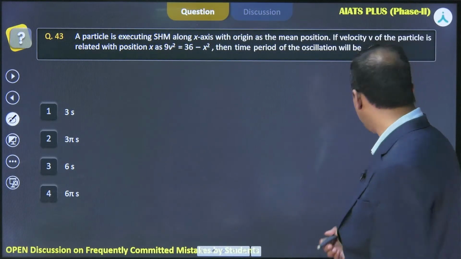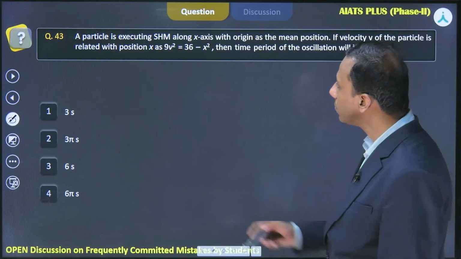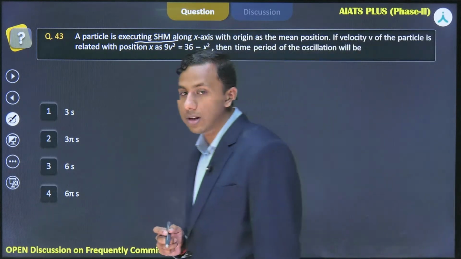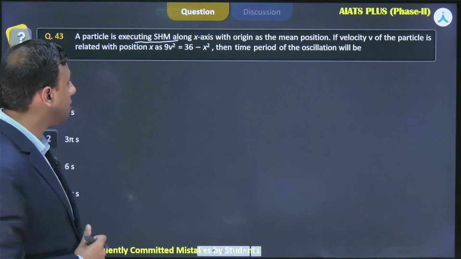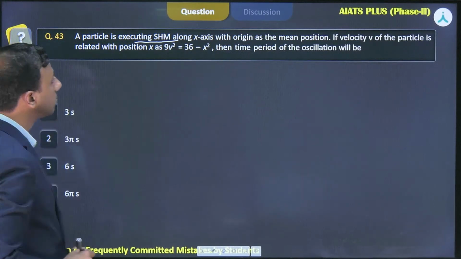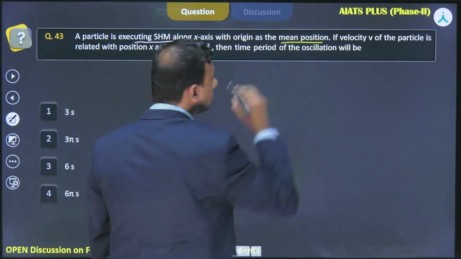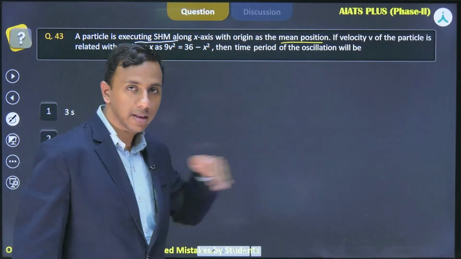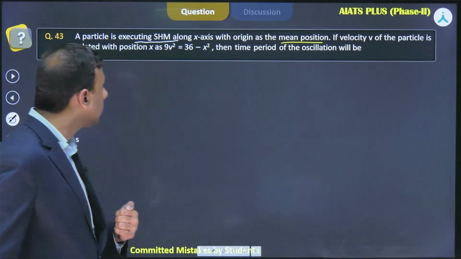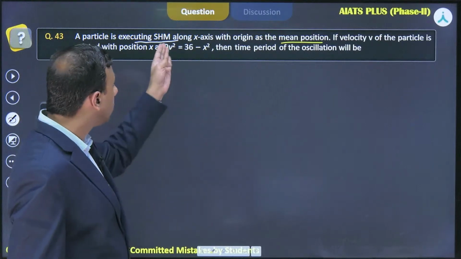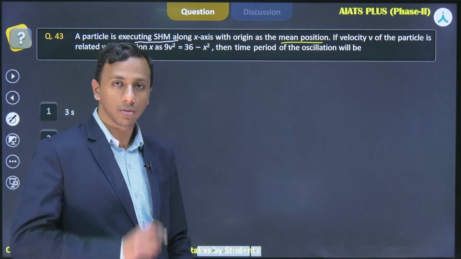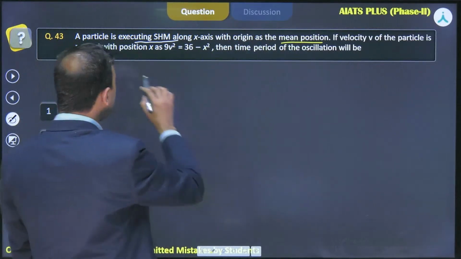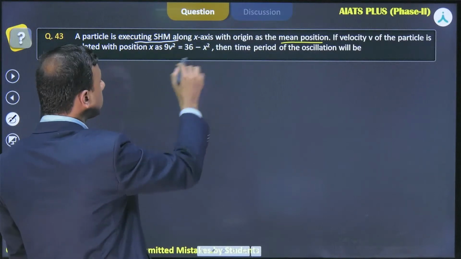See here, another question for you guys. A particle is executing SHM, they have given. And what else is given? See, what is the mean position of this particle? Is that given? Yes, it is given, right? They are saying executing SHM along x-axis, so like that it is oscillating, or we can say undergoing simple harmonic motion with origin as the mean position. So origin is the mean position, right? And velocity v is related with position x as this.